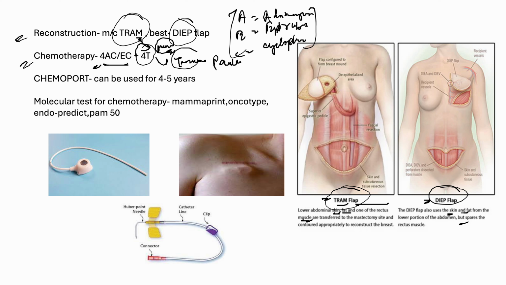An example is paclitaxel. An important side effect is tremors. So you need to be careful with females who are musicians and all. Then paclitaxel should be avoided. The chemotherapy is usually introduced through a chemoport, which can be used for 4 to 5 years.